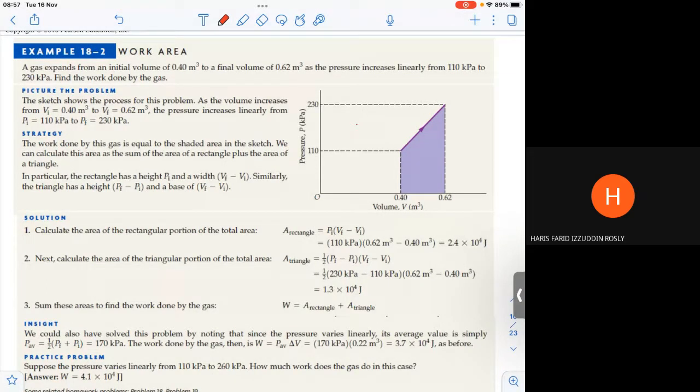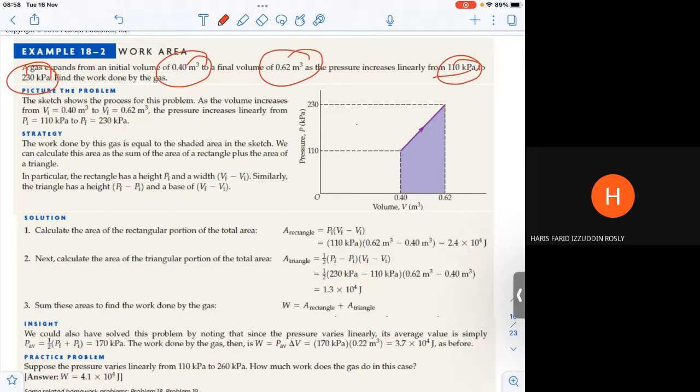A gas expands from an initial volume of 0.4 meter cube. Okay, that means volume. Look at the units. The final volume is 0.62 meter cube as the pressure increases linearly from 100 kilopascal to 230 kilopascal. Find the work done by the gas. So again, look at the question, they're asking about the work done by the gas. So you need to calculate the area under the graph.